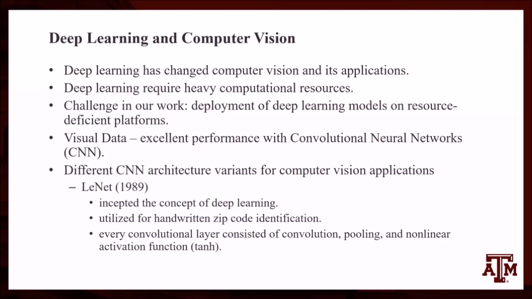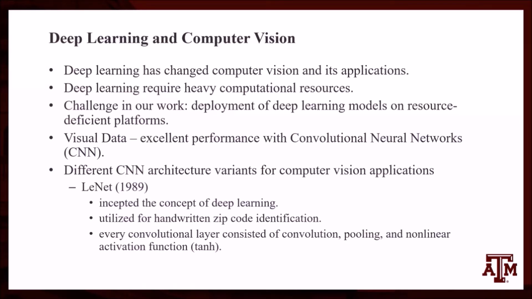Now, deep learning has changed computer vision a lot and a lot of its applications. However, deep learning requires heavy computational resources. The challenge in our work was the deployment of deep learning models on resource deficient platforms such as mobile phones or Raspberry Pi. But with visual data, there is excellent performance with the advent of convolutional neural networks, which perform convolution operations instead of product operations that are there in dense layers.